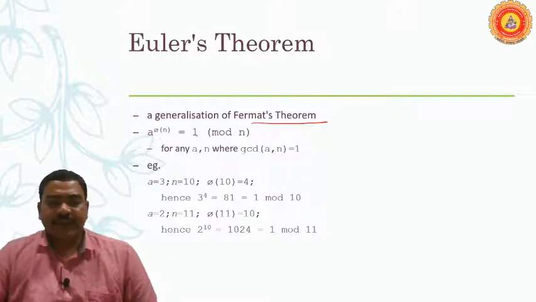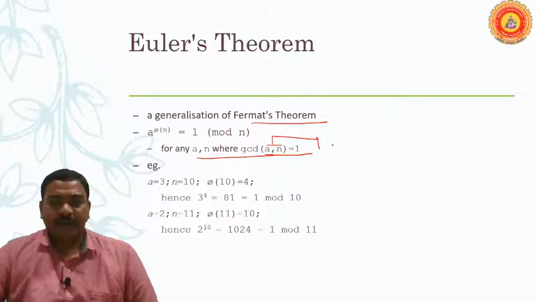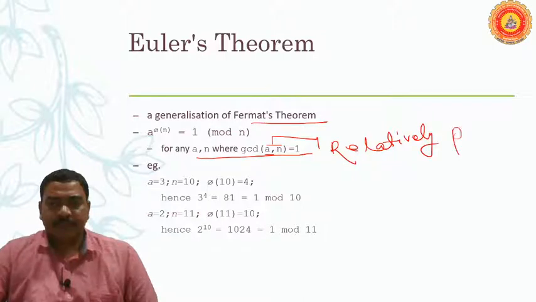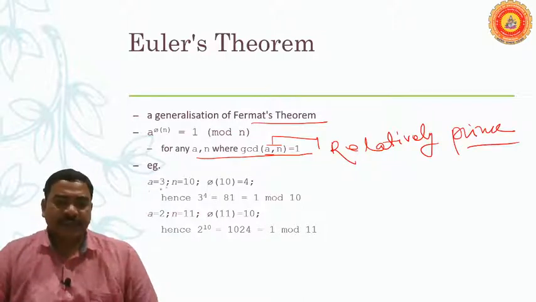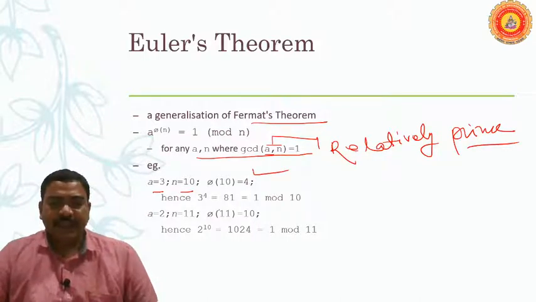So a to the power phi n is 1 mod n for any a, n where GCD of a and n is 1, that is, a and n are relatively prime. Suppose, for example, a is 3, n is 10, so phi 10 is equal to 4. Hence 3 to the power 4 is equal to 81, that is equal to 1 mod 10.